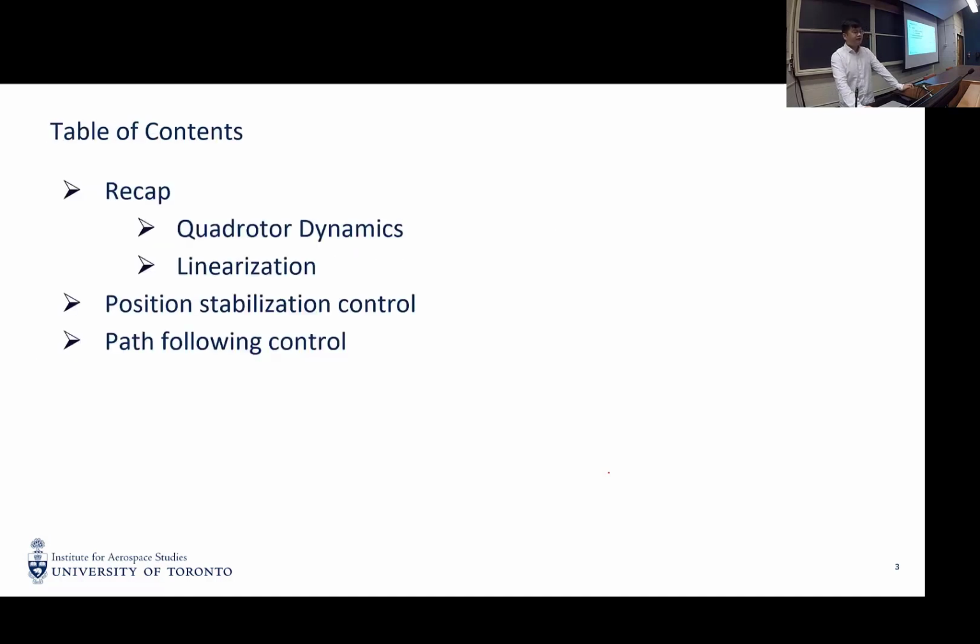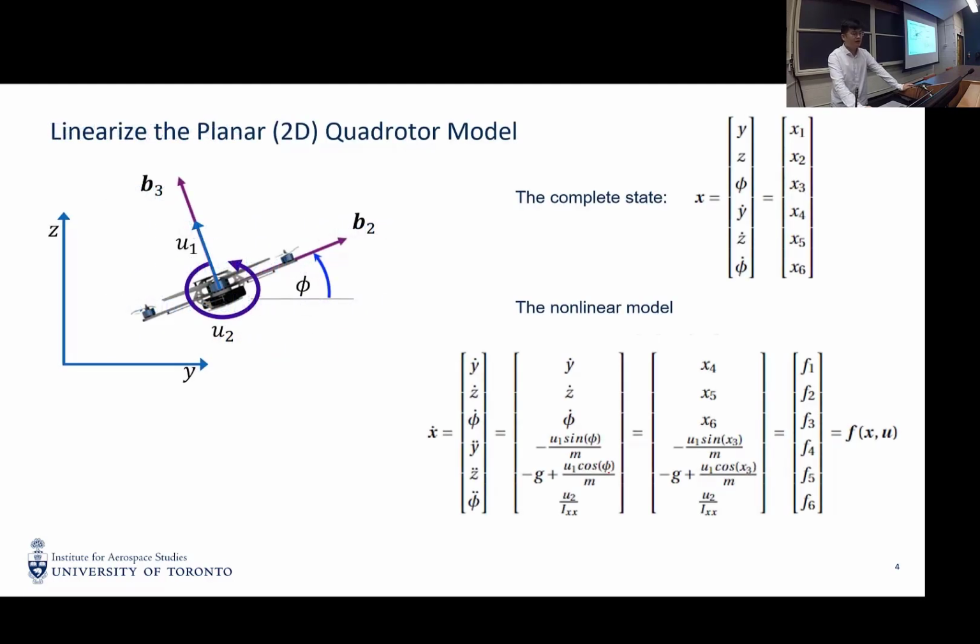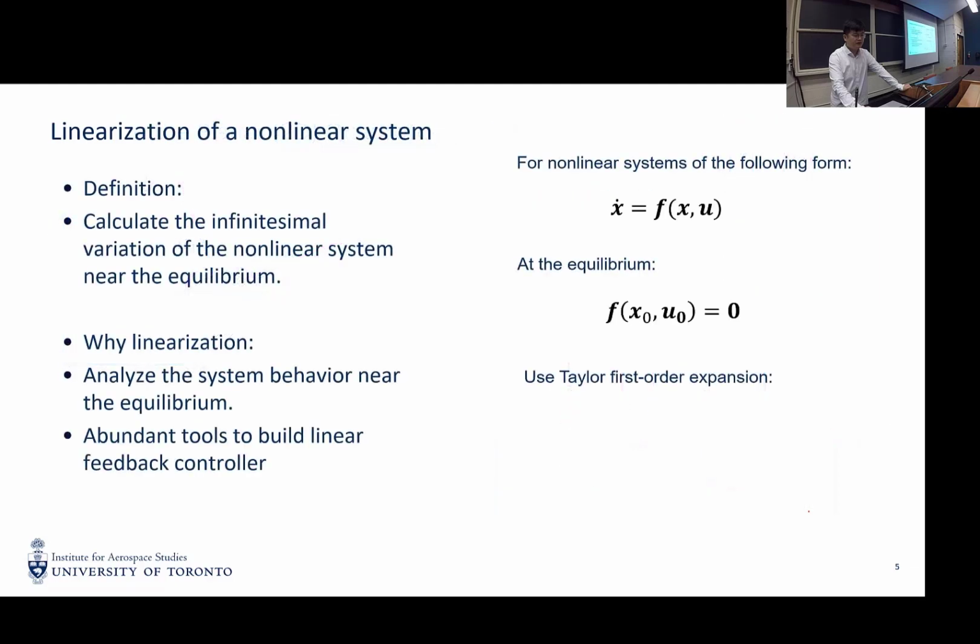Before that, we'll do a little bit of recap about some of the contents in the last lecture. In the last lecture, we talked about the dynamics modeling of a planar quadrotor, so in a 2D motion. This is a complete state of the system, and by Newton's second law, we can construct the dynamics in this format, which is a nonlinear dynamics. And by either doing it manually or using some tools, we can get the linearized model of the system, which will give us opportunity for later control design.